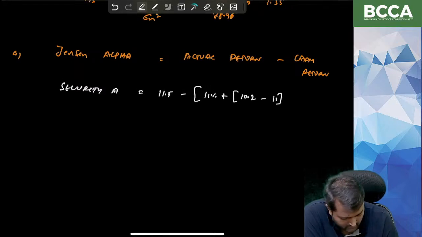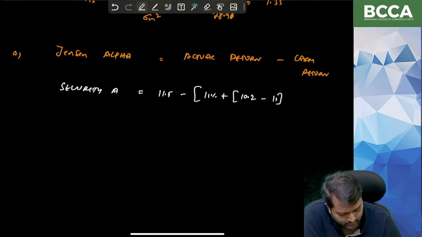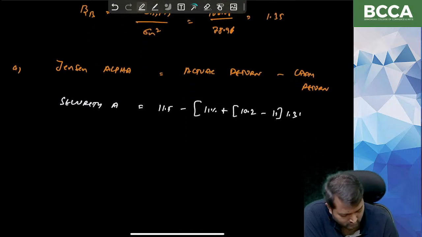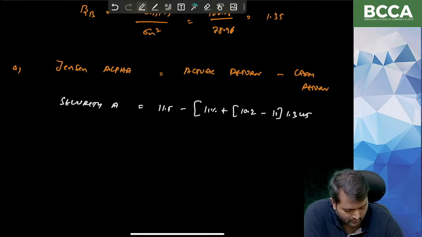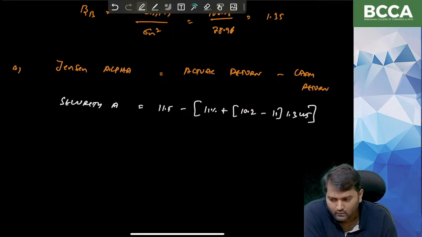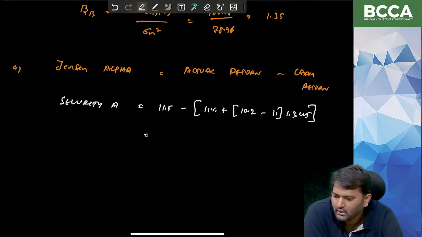Mallikarjun, please. 10.2 minus 11 into what is the beta? 1.345. For security A, I have already told you to solve the question. So 11.5 minus, clear. So what is the answer? What is the Jensen's alpha for security A?